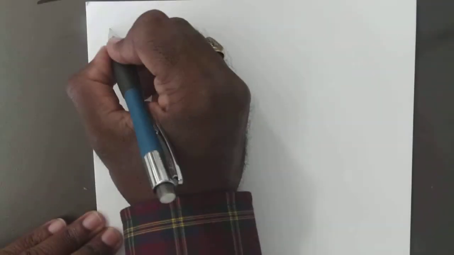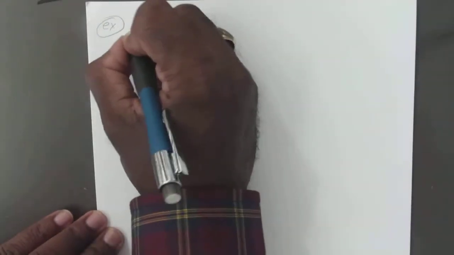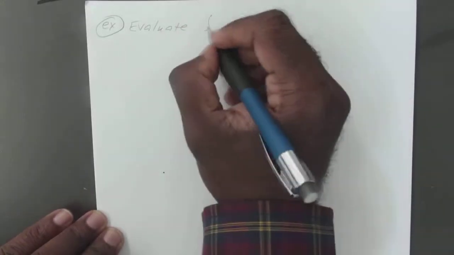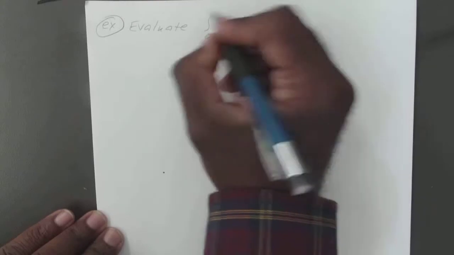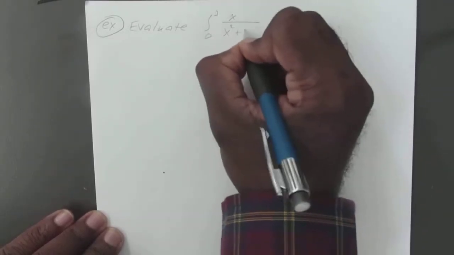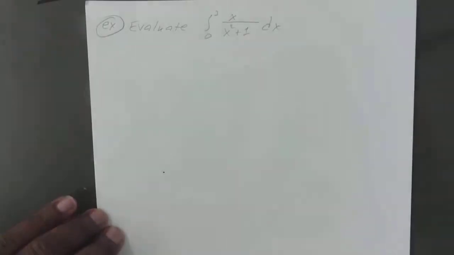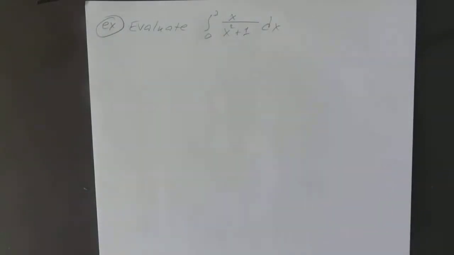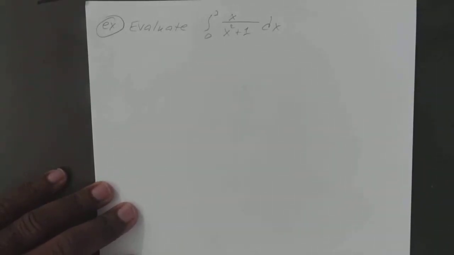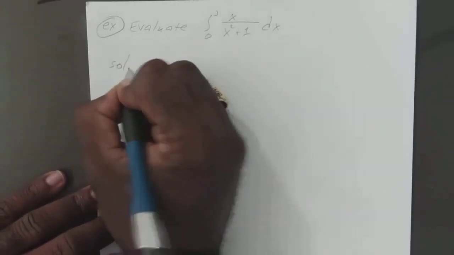All right, so let's say, for example, we wanted to evaluate the integral from 0 to 3 of x over x squared plus 1 with respect to x. And this is where the u substitution comes in. Can everybody see this okay? This pencil seems like it's a little bit light.